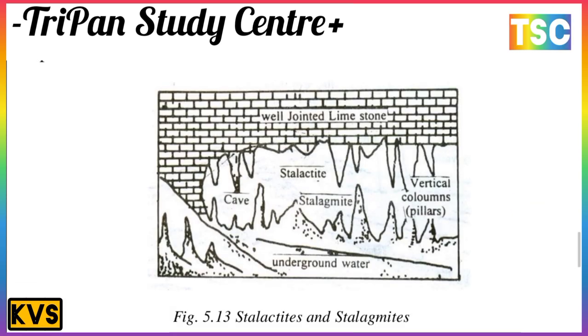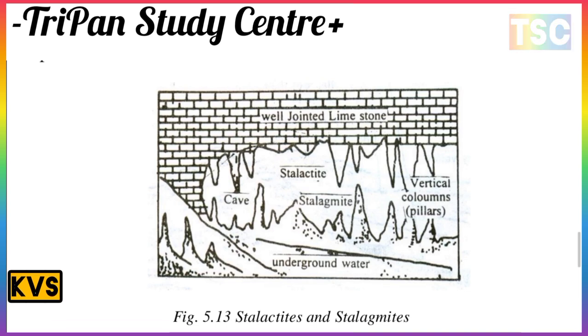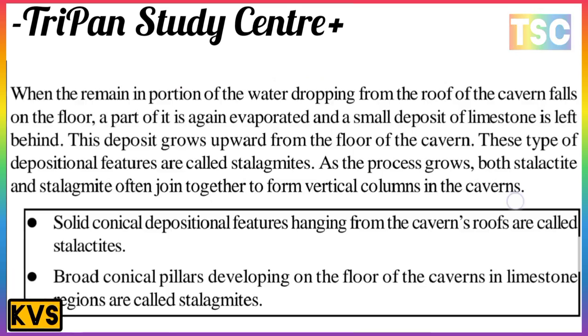Here is the diagram showing stalactites and stalagmites. There is underground water and well-jointed limestone cave, stalactites, stalagmites and vertical columns or pillars. That is the most important diagram shown here.